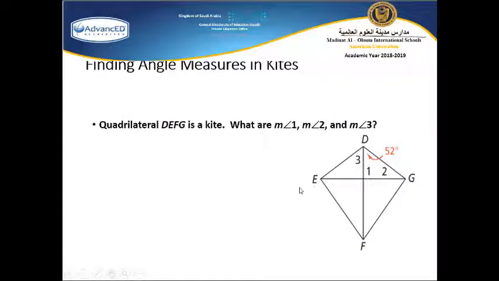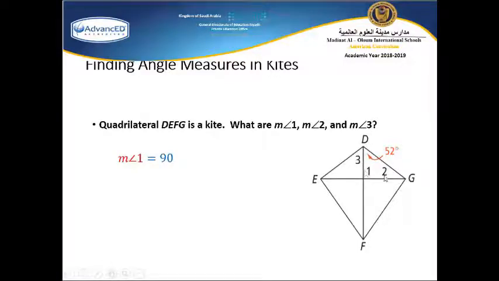Let's solve this question. Quadrilateral DEFG is a kite. What are the measures of angles 1, 2, and 3? Since we said the two diagonals are perpendicular, then the measure of angle 1 equals 90. What about the measure of angle 2?